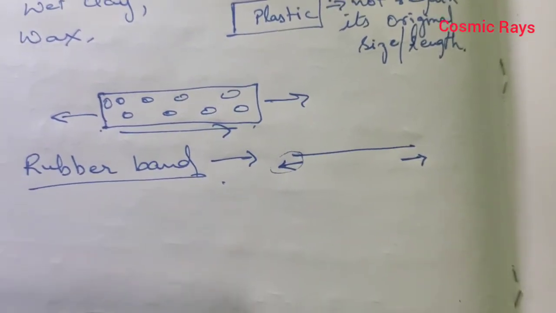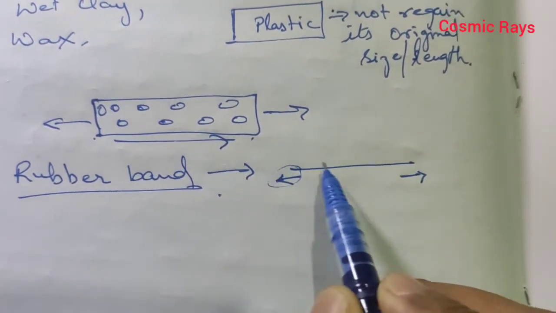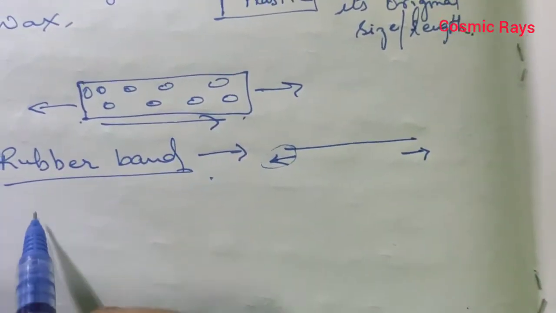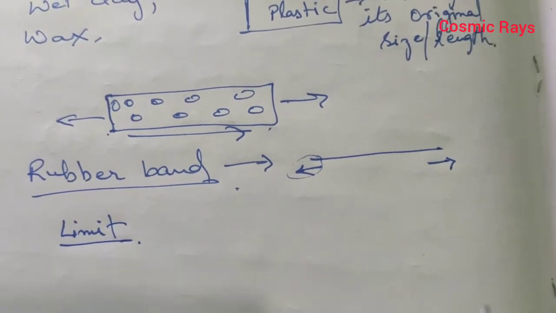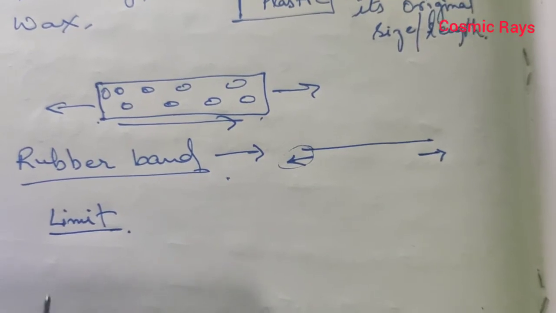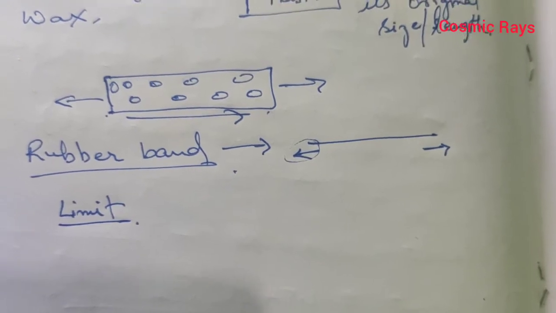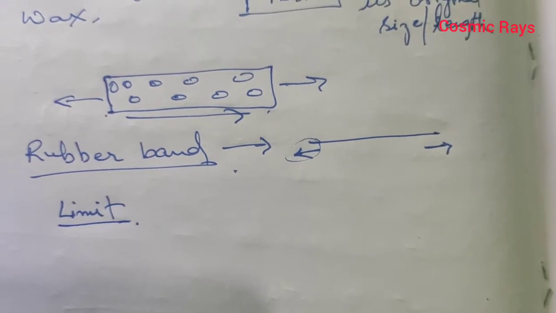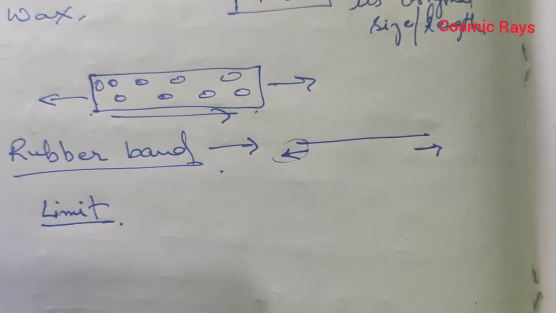But have you ever thought what will happen if we keep on increasing the force? Will it go on increasing in length? The answer is no. There is a certain limit up to which if we apply the force, it will get stretched and then come back to its original shape. But beyond that limit, if we continue to apply the deforming forces, then it will not come back to its original shape. It will rather break. So that limit is known as the limit of elasticity.